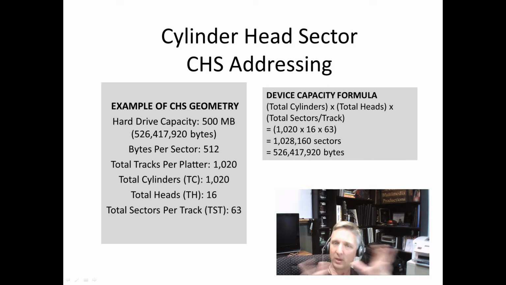sectors times 512, because that's the number of bytes per sector, and that gives you your hard drive capacity of 526 million bytes. Okay, so again, a really simplified, very small drive just for comprehension purposes. You can kind of wrap your head around these numbers, even though it's unrealistic. You'll never find a 500 megabyte drive anymore. But just conceptually, just for demonstrative purposes here, we've got this very small hard drive.